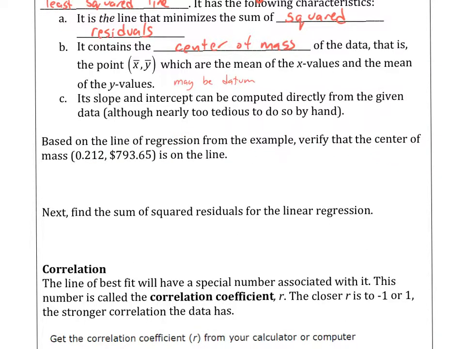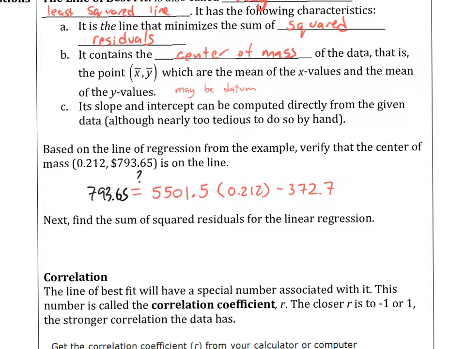Okay, so based on the line of regression we got before, we want to verify that the center of mass, which is given to us, 0.212 and $793.65, is on the line. Well, of course, we know what our y1 is from the previous page. So essentially, we're just going to plug that in to see if they are equal. And when I plug this into y1, I do end up getting that. So I verified that it does indeed work.